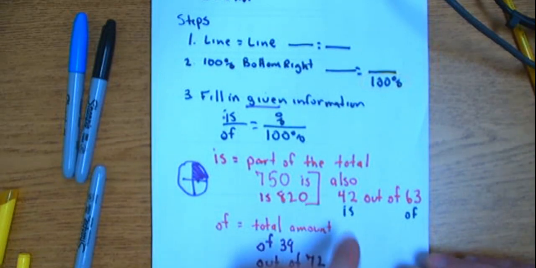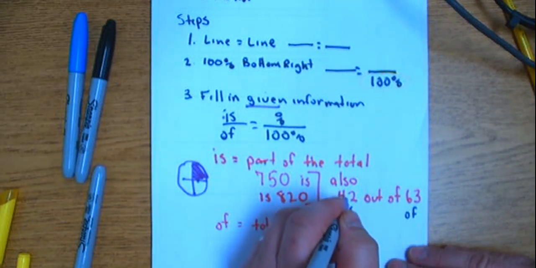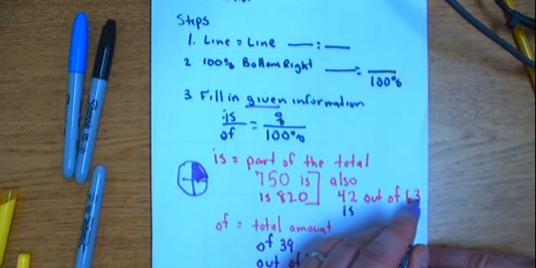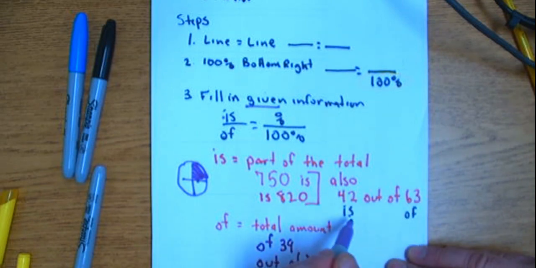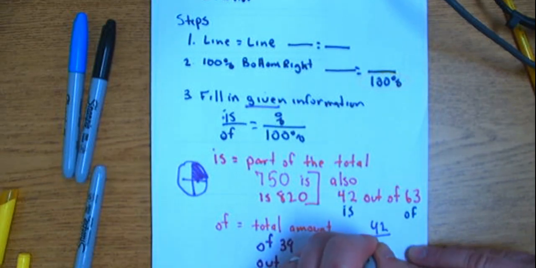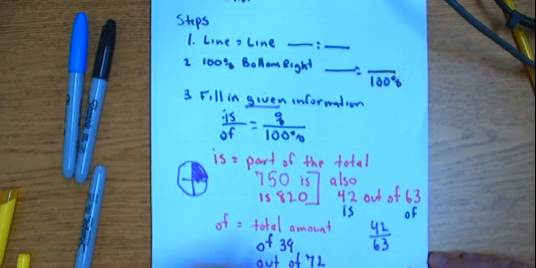And the third way you might see it written in the question says 42 out of 63. The is is the 42, the of is the 63. It would be something like 42 out of 63, okay?